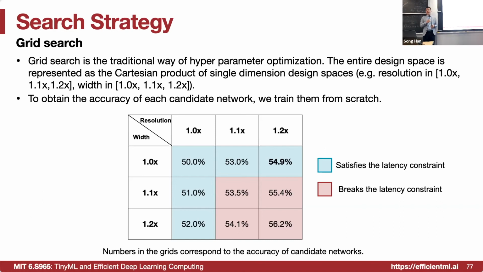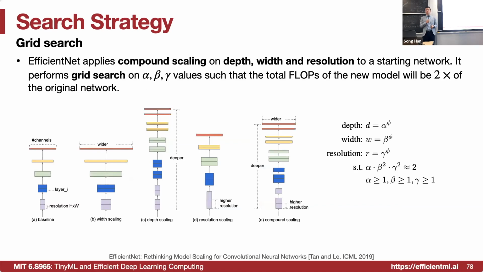A practical work using grid search is actually EfficientNet. EfficientNet searches around different dimensions. Given a baseline, you can scale the width, making it wider for each layer, but the depth is the same. It can also scale the depth, more number of layers, deeper models. It can also scale the resolution, using bigger resolution.